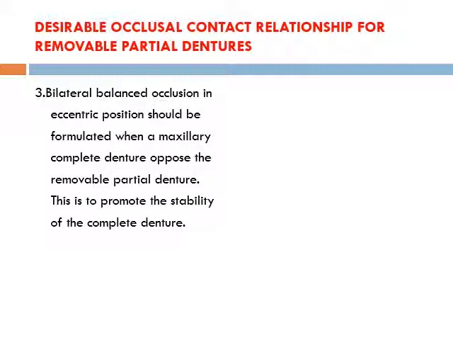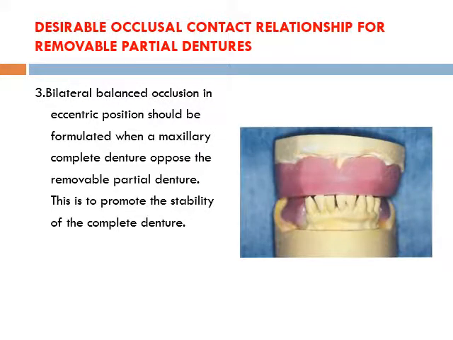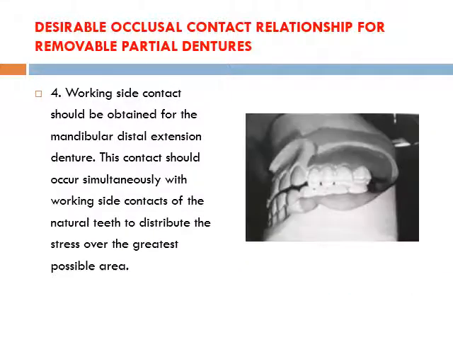Bilateral balanced occlusion in eccentric positions should be formulated when a maxillary complete denture opposes the removable partial denture. This is to promote the stability of the complete denture. Here, like in the case of a single denture, we must provide bilateral balanced occlusion in eccentric positions when a maxillary complete denture opposes a removable partial denture. This is to promote the stability of the complete denture.